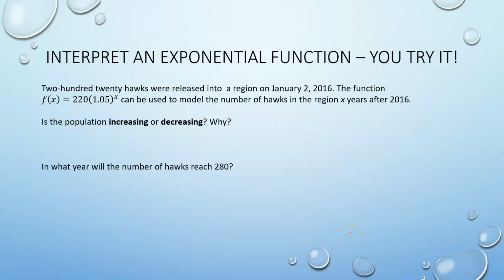Okay, so here we go. Interpret an exponential function. You try it on your own. So pause the video and see what you get. Hopefully you saw that the population was increasing because b is 1.05, and that's greater than 1.